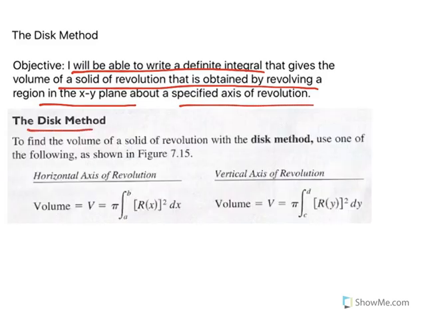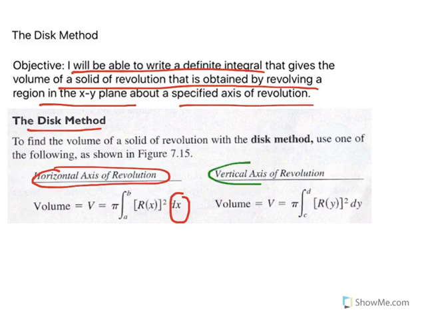So here's the disk method, and if we have a horizontal axis of revolution, we will be integrating with respect to x. Tomorrow we will see what happens when we have a vertical axis of revolution and why in that case it would be correct to integrate with respect to y for the disk method. But our focus today is on a horizontal axis of revolution.